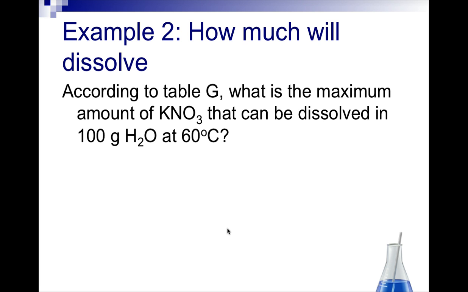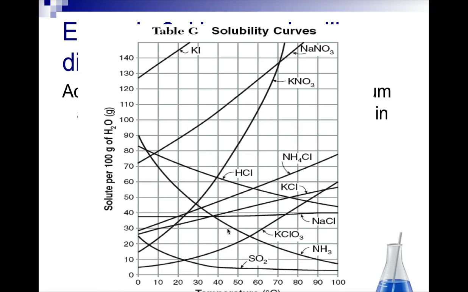So how much will dissolve? According to Table G, what is the maximum amount of potassium nitrate that can be dissolved in 100 grams of water at 60 degrees Celsius? So we need to find sodium nitrate, and that is this curve here. And what's the maximum amount we can dissolve at 60 degrees? So here's 60 degrees, follow the line up, and the maximum amount we can dissolve is going to be about 105 grams.